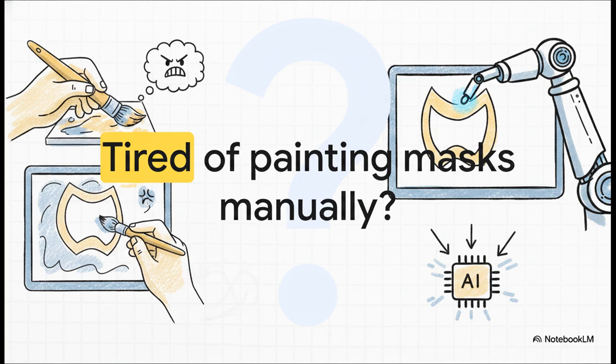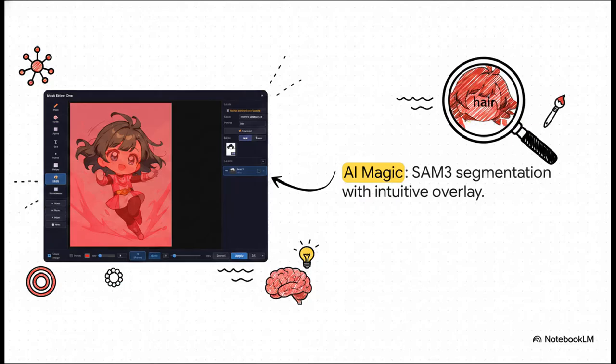I completely get it. If you're exhausted from manually clicking and painting out every single tiny detail, well, you are in luck. Mask Editor 1 actually integrates some incredibly powerful AI automation straight into the interface. This is where the AI magic happens with SAM3 segmentation and an intuitive red quick mask overlay. Zooming in really closely on the SAM3 tool, that's the Segment Anything Model 3, check out the prompt box.